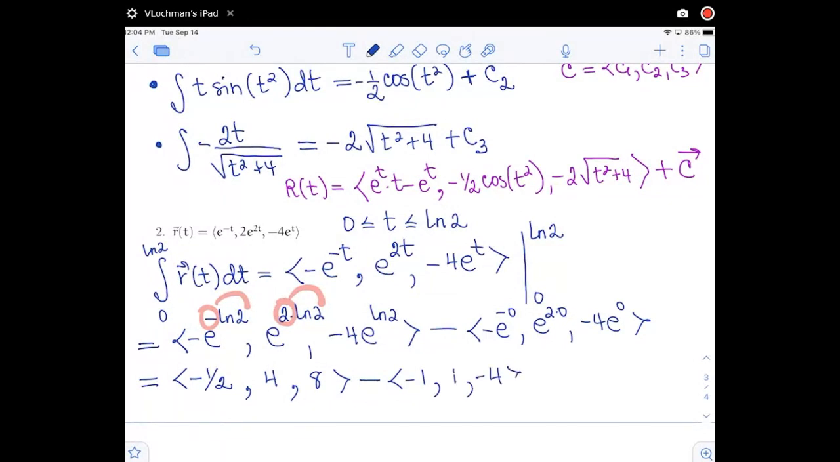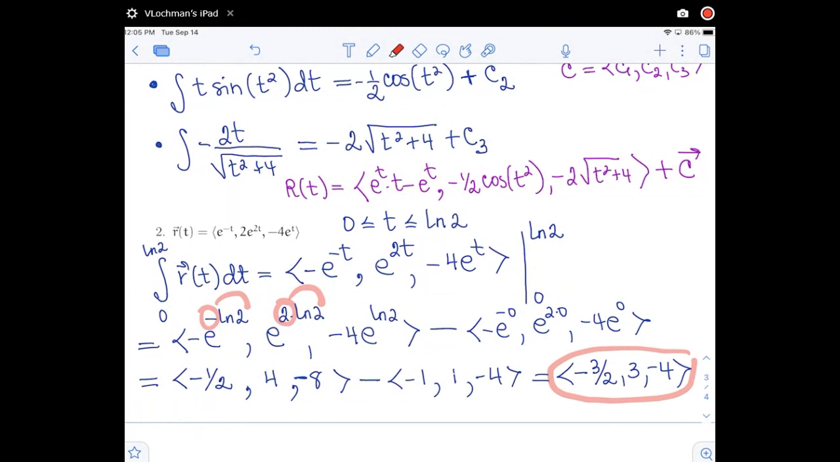Now we just combine them. So what do we get? We get negative 3 over 2, and then 4 minus 1. So 4, oh no, that's actually positive. 4 minus 1, so that's 3. And then 8 minus 4. Wait, is this supposed to be negative? This is supposed to be negative, right? So negative 8 plus 4, that's negative 4.